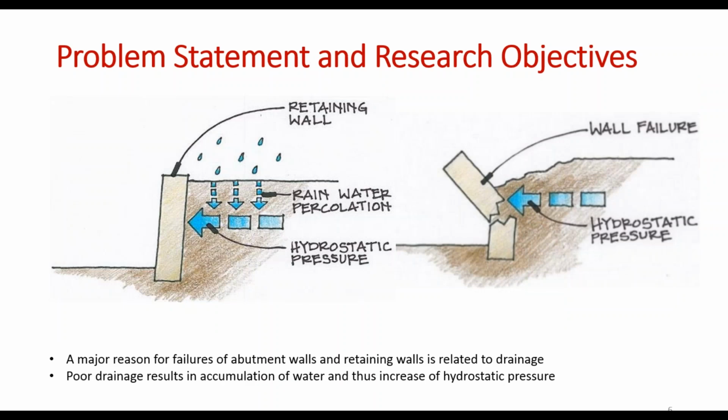There are a lot of reasons for the failure of the walls, but a major reason is related to drainage. When there is poor drainage, water can accumulate behind the wall and increase the hydraulic pressure. This hydraulic pressure will cause a lot of trouble.